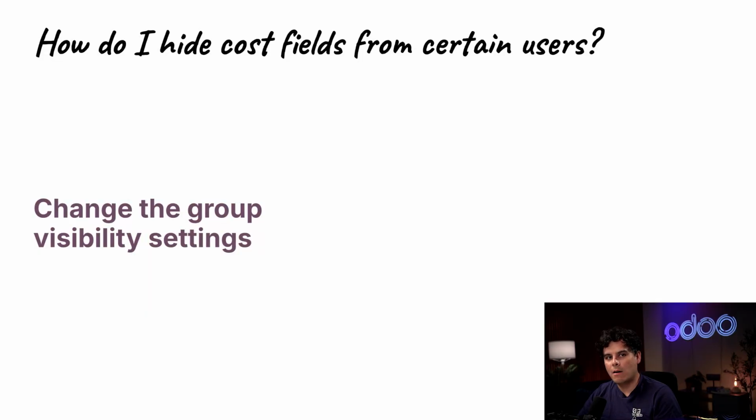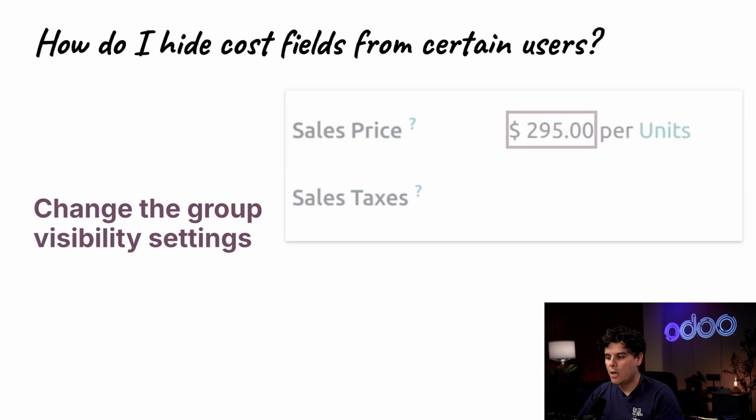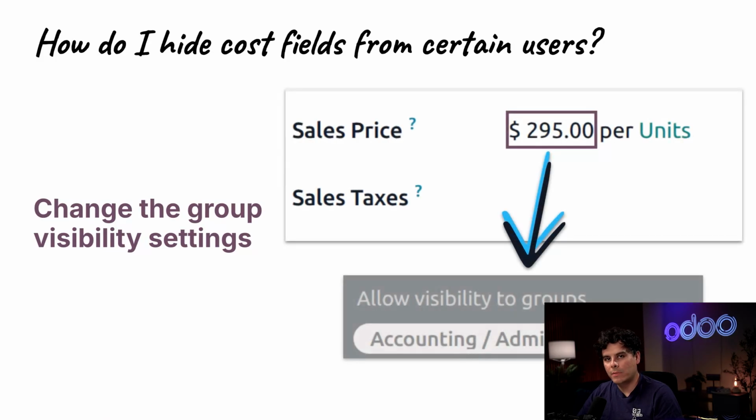How do I hide cost fields from certain users? You can restrict access to cost related fields like standard price on products by using group based field permissions. So inside of Studio or in code, make sure that the field is only visible to specific groups, like in our case, inventory manager or accounting.